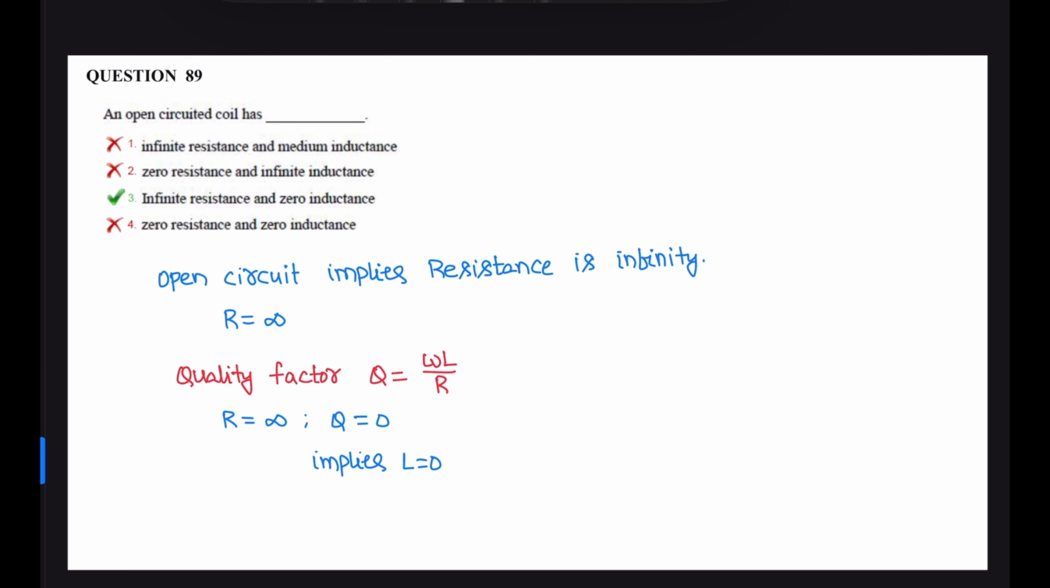Next question. An open circuited coil has? So open circuit implies resistance is infinity. For a coil, quality factor Q is equal to omega L by R. If resistance is infinity, quality factor is 0. If quality factor is 0, implies inductance L is also 0. So that is, an open circuit coil has infinite resistance and 0 inductance.